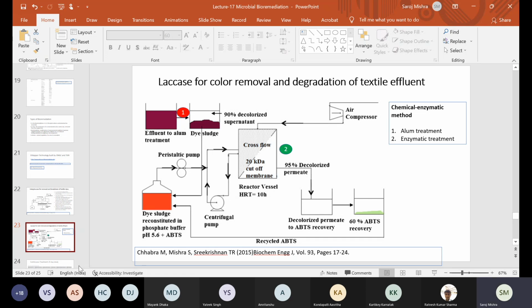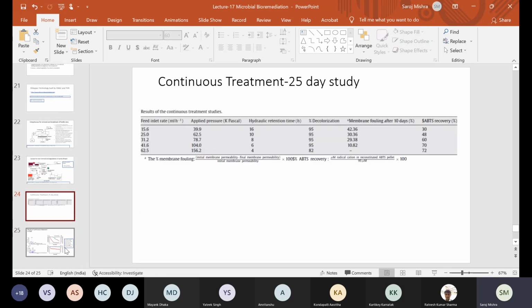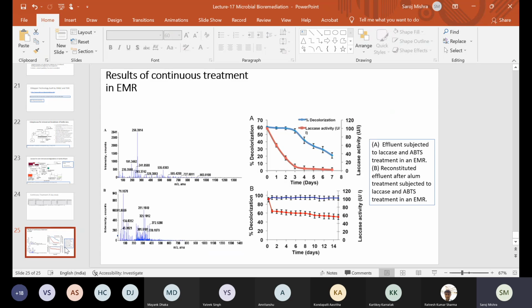Okay, so I just want to share the last slide with you. In this particular slide, what I want you to look at is first of all the MS. Now the untreated effluent has a profile like this because in mass spectrometry, all the molecules which are there are identified by their m/z value. So if you see a peak at 256, that means there is a molecule which has a mass-to-charge ratio m/z of 256.